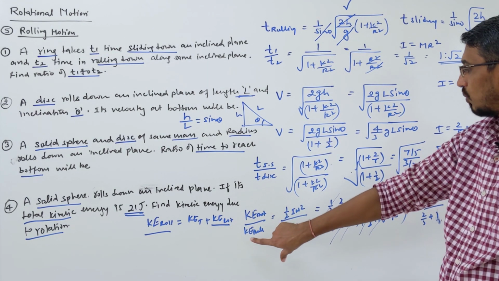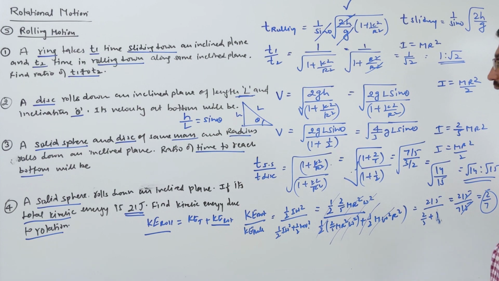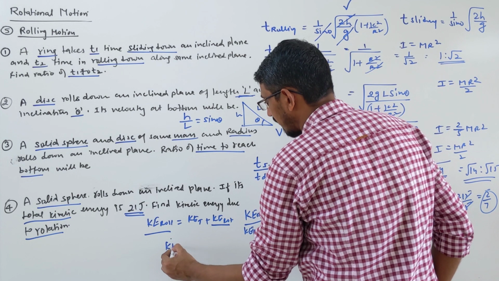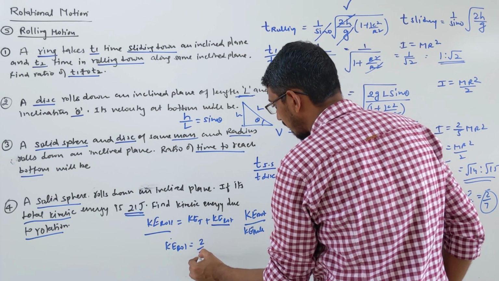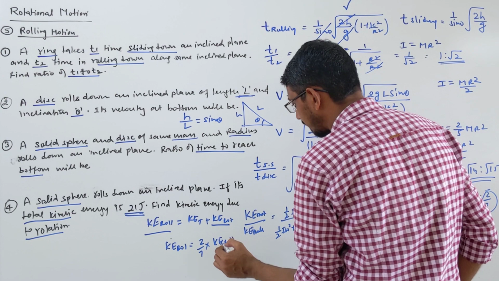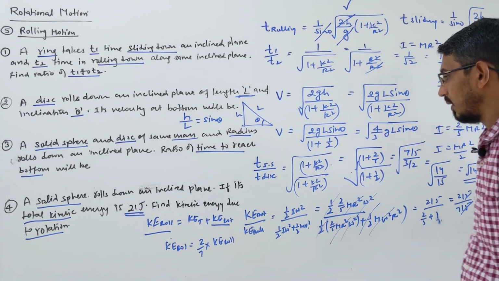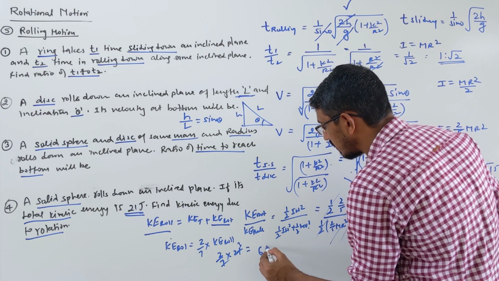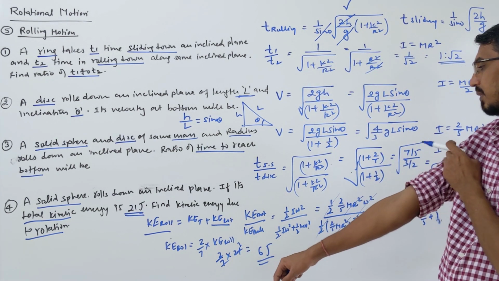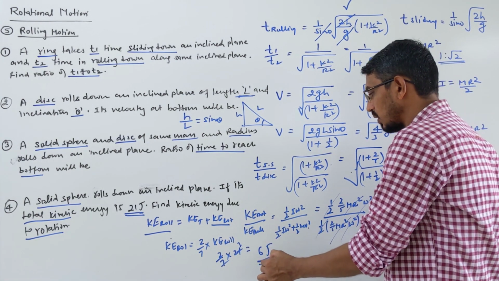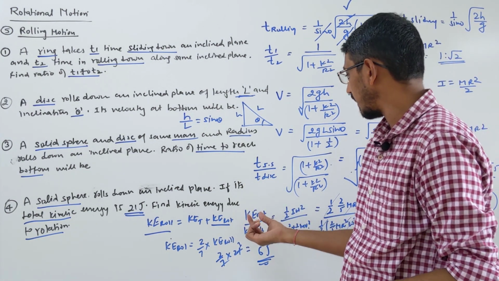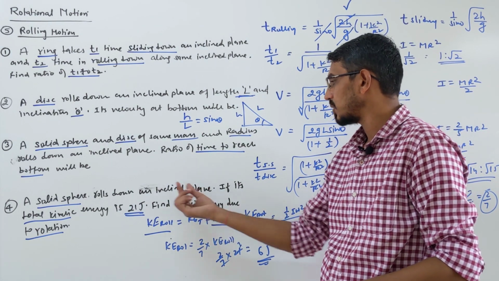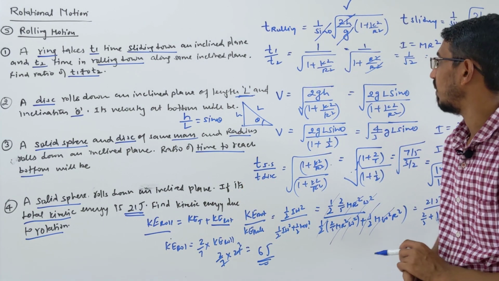The ratio of rotation to rolling becomes 2 to 7, and rolling is already given to us, so we have to find rotation. So kinetic energy of rotation will be 2 by 7 into kinetic energy of rolling. This is given as 21, 7 goes 3 times, 3 into 2 becomes 6 joule. So the kinetic energy in the rotation part is 6 joule. The remaining energy, 21 minus 6, that's 15 joule, will be the translatory kinetic energy, right.